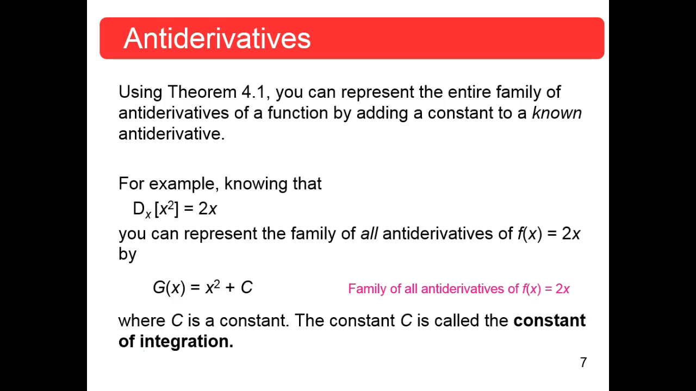g of x is equal to x squared plus c. You can call it capital F of x equal to x squared plus c. It can be anything you want to call it, okay? But you need the plus c there. This is the family of all antiderivatives of f of x equal to 2x. x squared plus c, where c is any arbitrary constant at all, called the constant of integration, by the way.